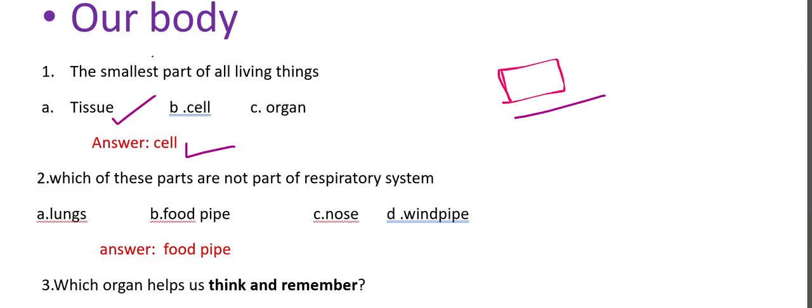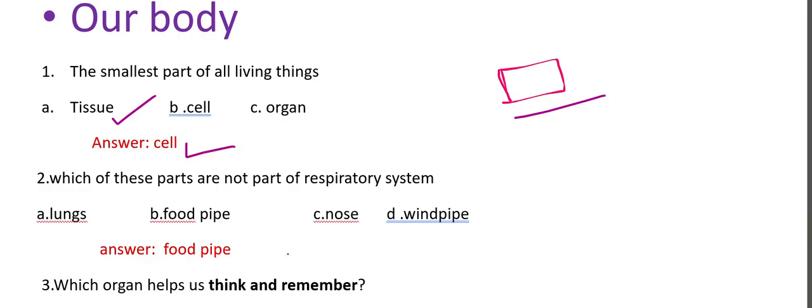The next one: which of these parts is not part of the respiratory system? You have learned about the respiratory system already. It helps us to inhale and exhale. Our body needs oxygen, and for that, the lungs, nose and windpipe help you to breathe. But the food pipe is related to the digestive system, which helps the food move from your mouth to the stomach. So the food pipe is not a part of the respiratory system.